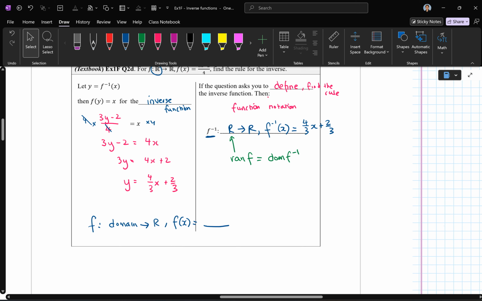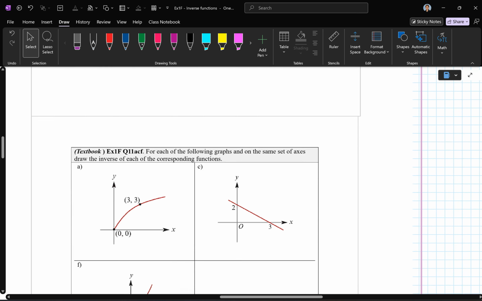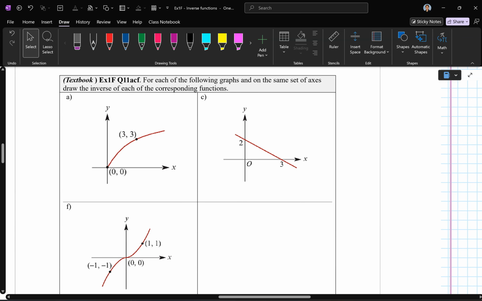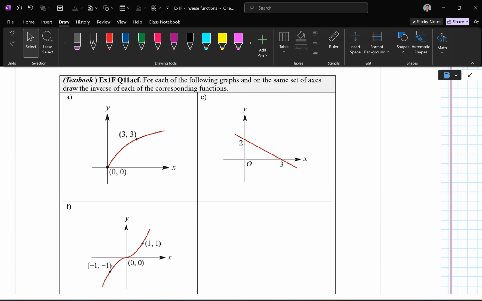The other part of the exercise is you need to be able to sketch the inverse. Now, this does come up in Exam 1 here and there. Sometimes they'll get you to find the inverse and then sketch the graph of the inverse. This is an example. And you need to kind of do it intuitively. So for some of us, this could be hard mentally. So here, I chose question 11 A, C, and F because it's slightly different and you have to use some of the properties that you've learned so far.